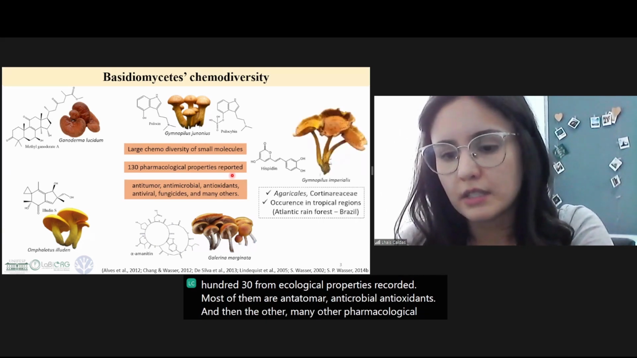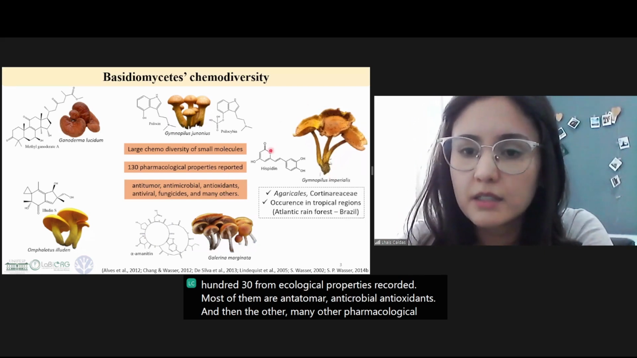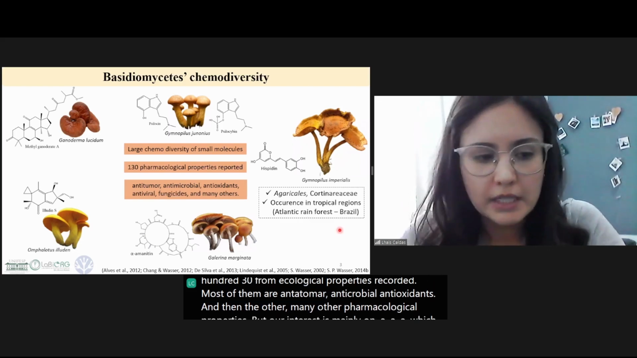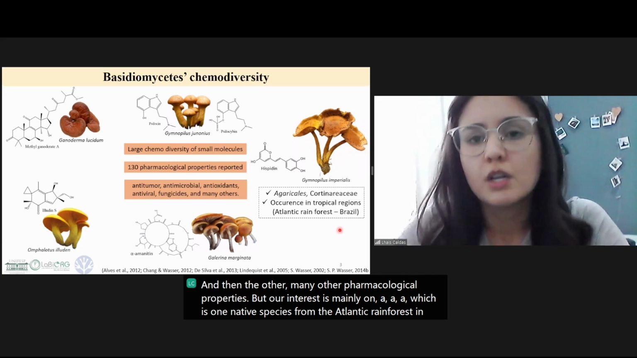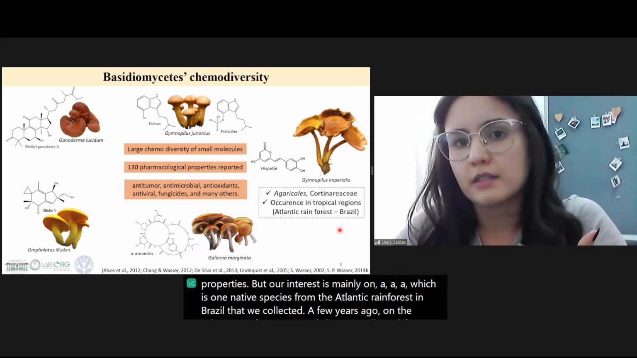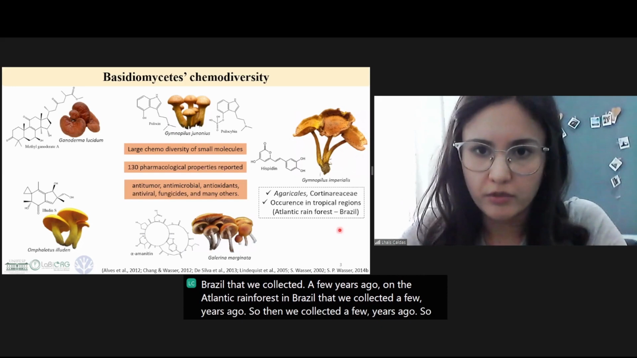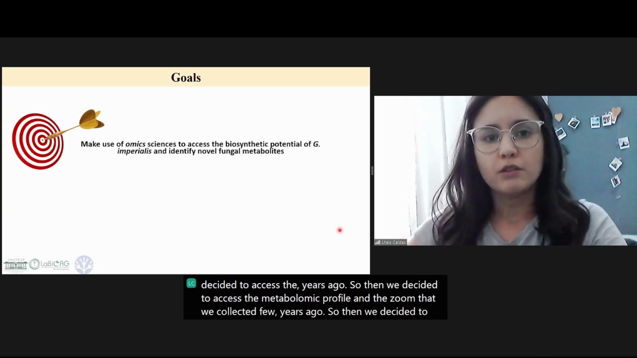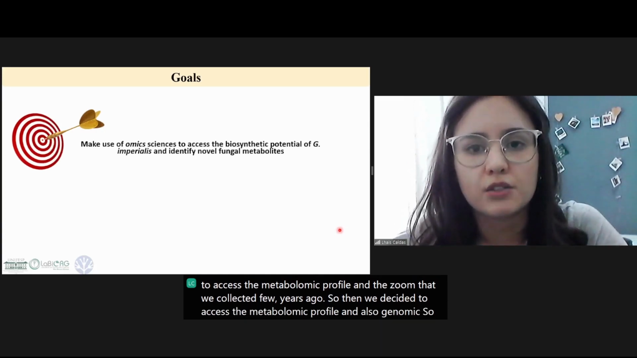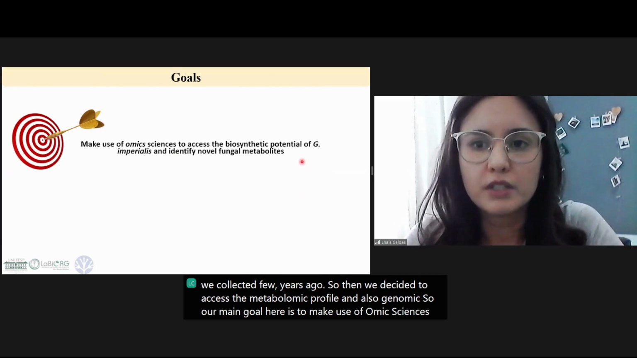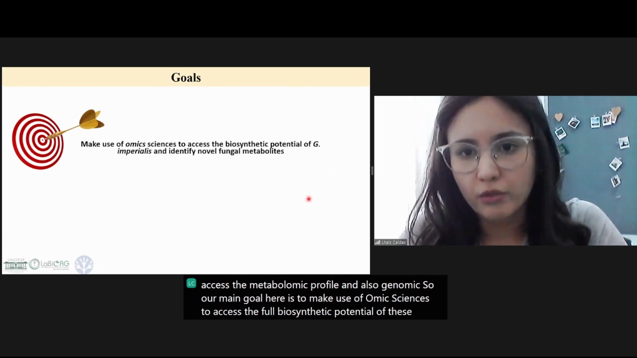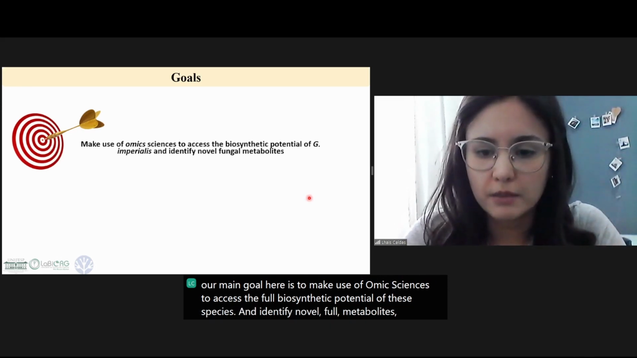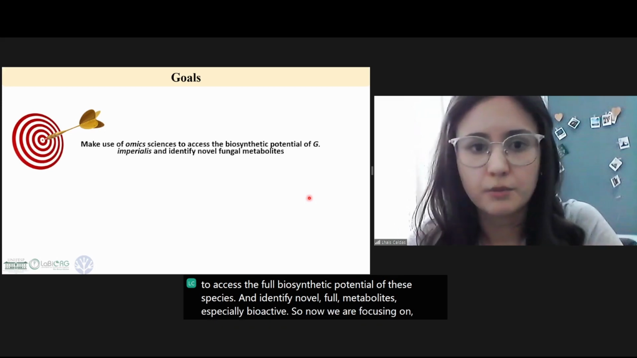But our interest is mainly on Geminopilus imperialis, which is one native species from the Atlantic rainforest in Brazil that we collected a few years ago. So then we decided to access the metabolomic profile and also the genomic profile of this mushroom. Our main goal here is to make use of omics sciences to access the full biosynthetic potential of this species and identify novel fungal metabolites, especially bioactive metabolites. So now we are focusing on antibiotic potential.